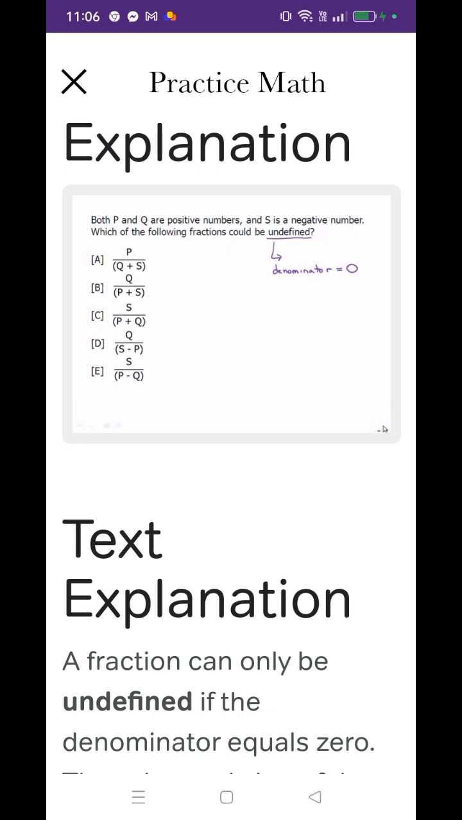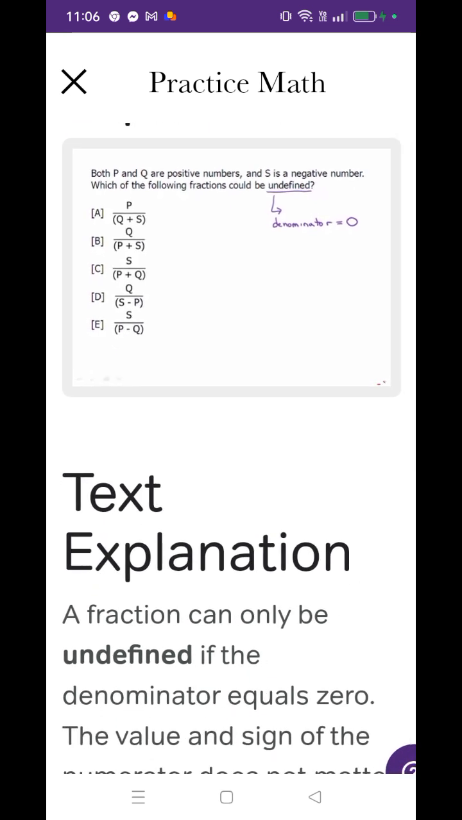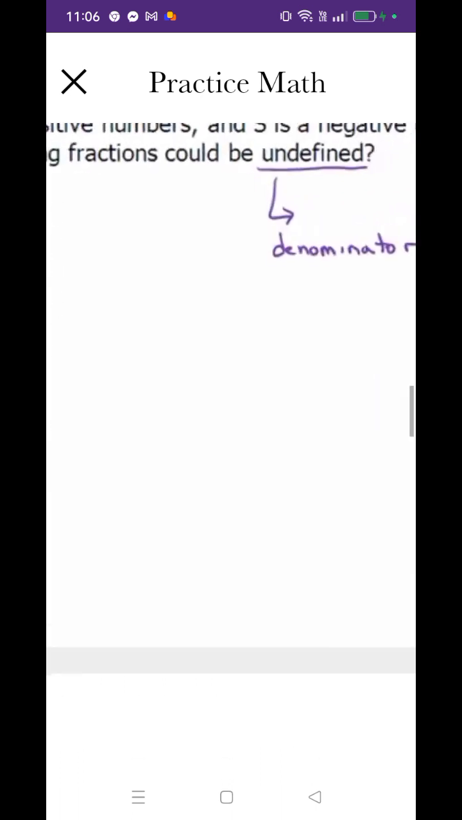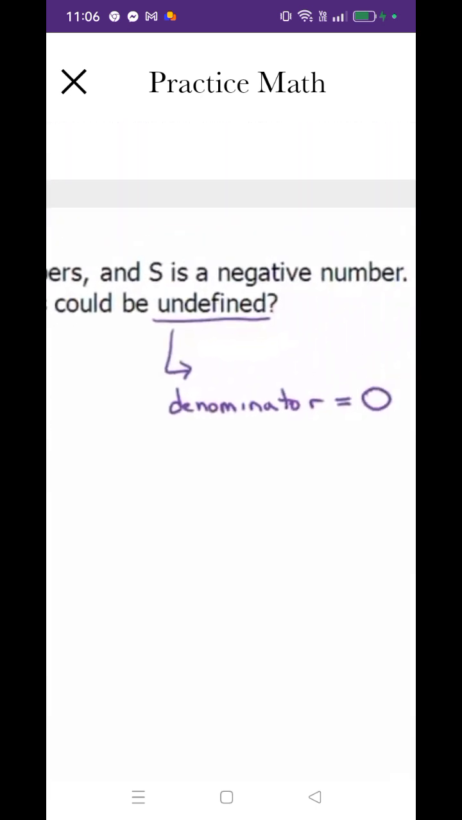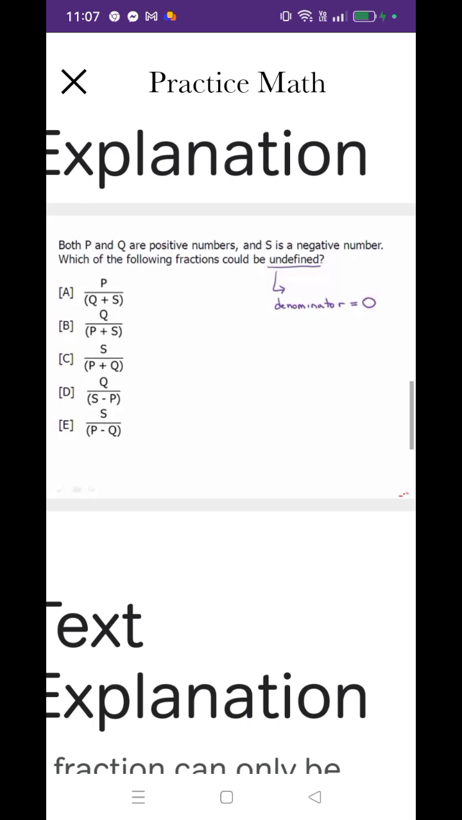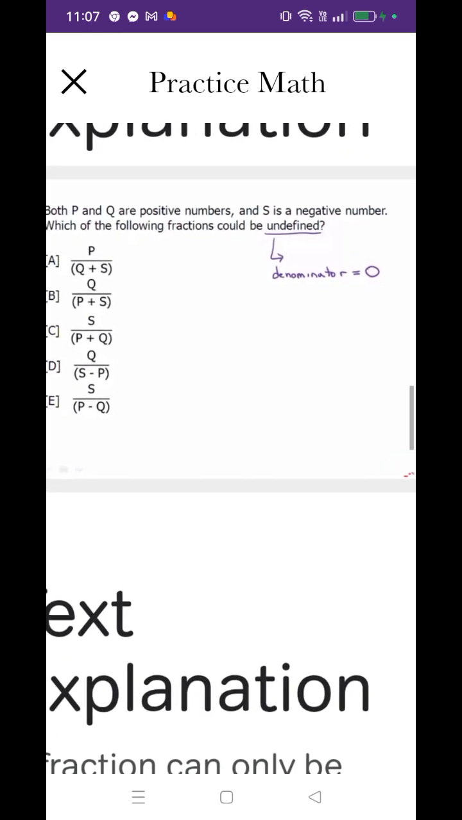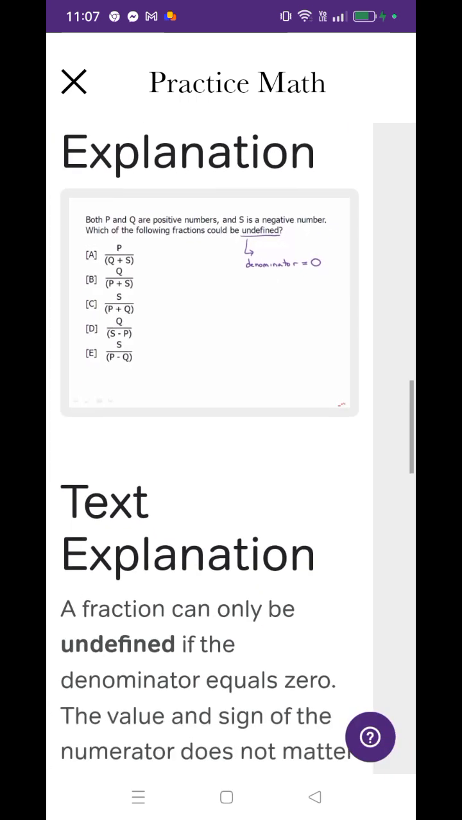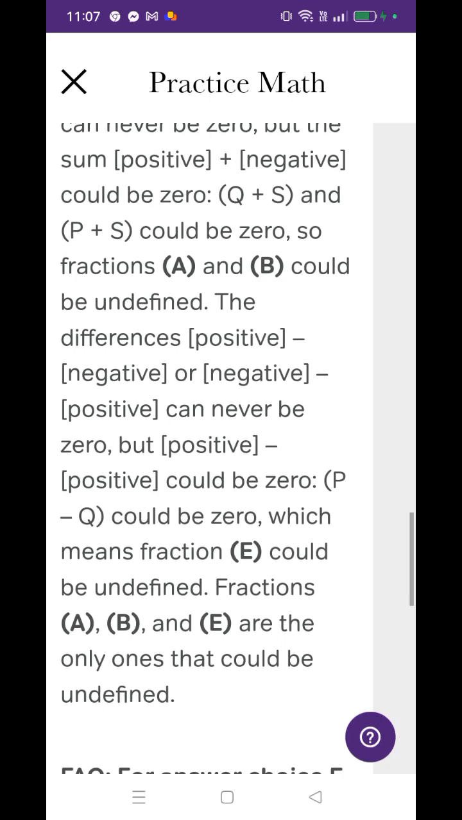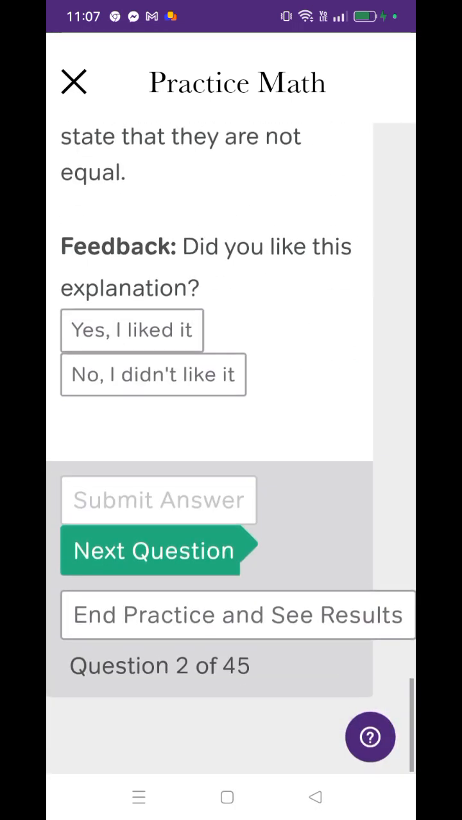Both p and q are positive numbers, and s is a negative number. Which of the following fractions could be undefined? And so really this whole question hinges on understanding what we mean by this word, undefined. A fraction is undefined if the denominator, the bottom, equals 0. That makes it undefined. It can't equal any sensible answer if you're dividing by 0. So really, in disguise, this question is saying, which fractions have denominators that could be 0?